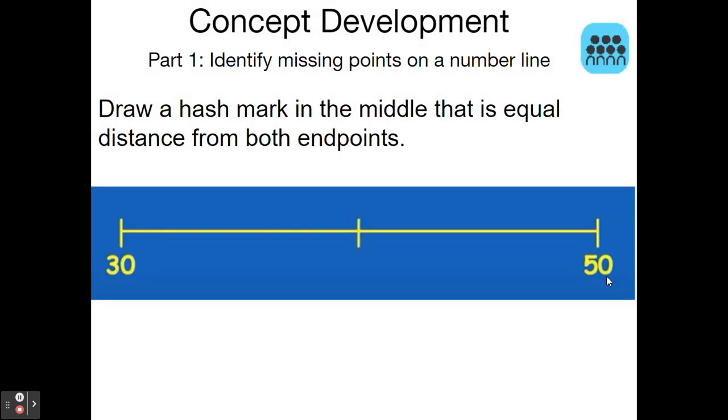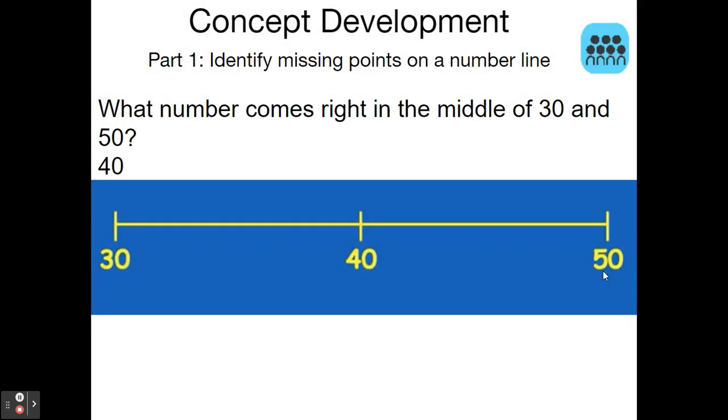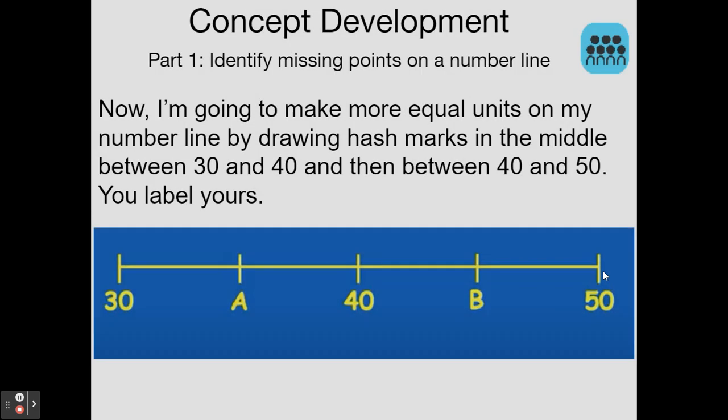All right, draw a hash mark in the middle of this number line, right in the middle. What number comes right in the middle of 30 and 50? That's right, 40. 40 comes right in the middle. 30, 40, 50. All right, now I'm going to make more equal units on the number line, drawing the hash marks in the middle between 30 and 40, and then 40 and 50.